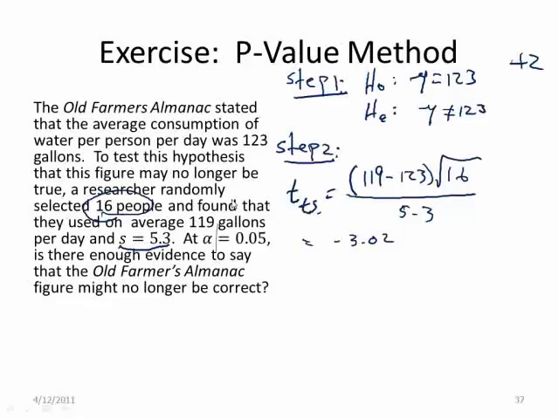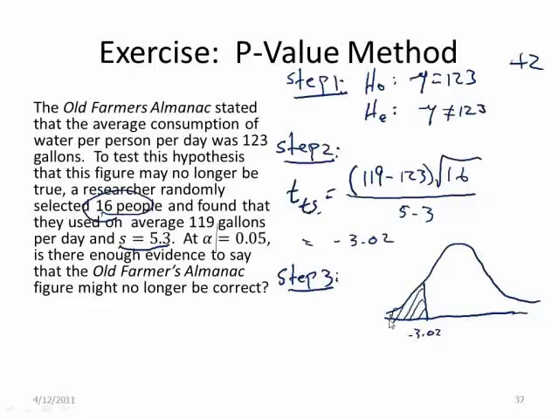So for step 3, step 3 in this case is compute the p-value. So again, we can draw a t-distribution, and we have our t-test statistic at negative 3.02. So it's going to be negative 3.02 this way. But since we have a two-tailed test, we also have to go 3.02 up this way. So we know we're going to have to compute the p-value and double it, right? Because it's a two-tailed test.